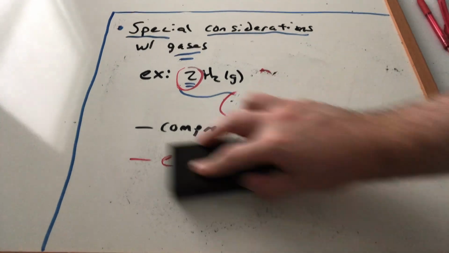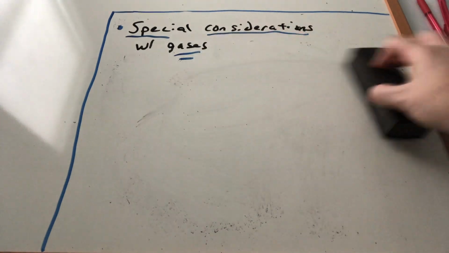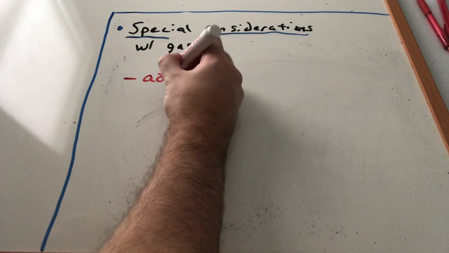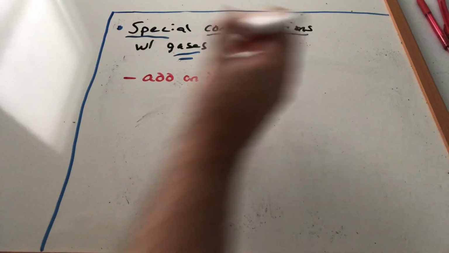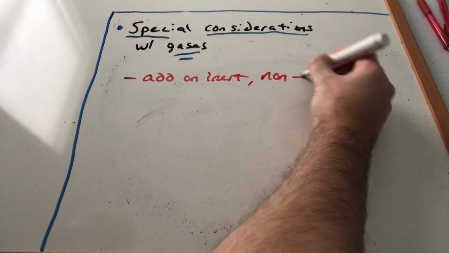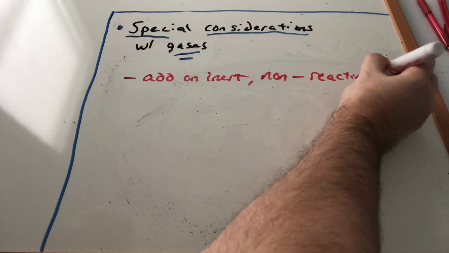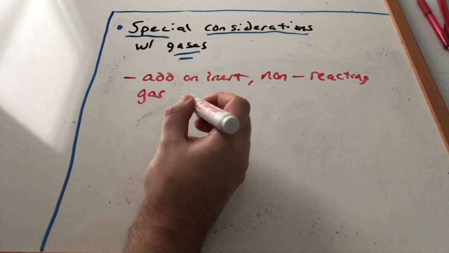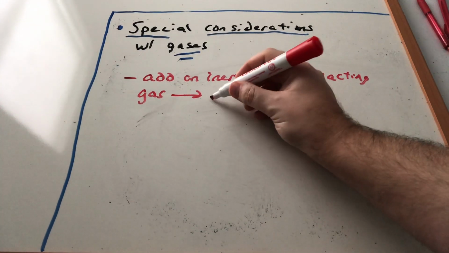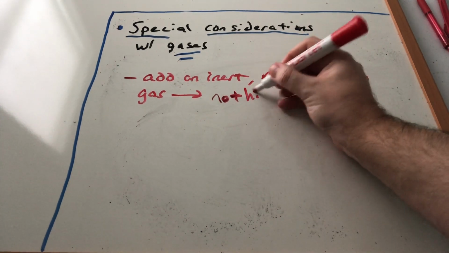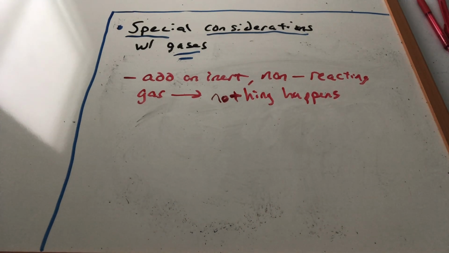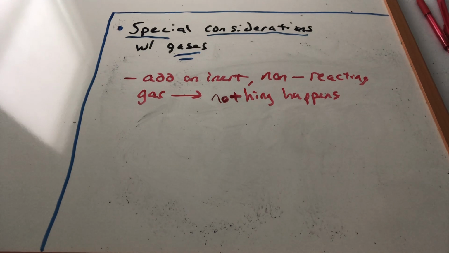One last quick little special consideration with gases. Our gases are ideal. And so what happens if we add an inert, and for some reason this gets asked a lot, what happens if we add an inert, non-reacting gas into our gaseous reaction mixture? Essentially what Le Chatelier's principle says to us is nothing happens. And again, this goes back to the idea that for this semester, all our gases are going to be ideal.